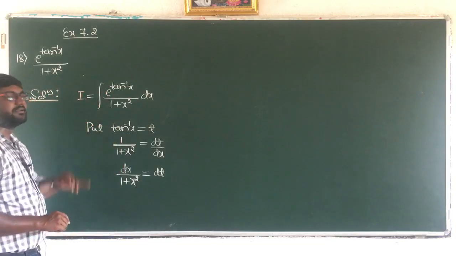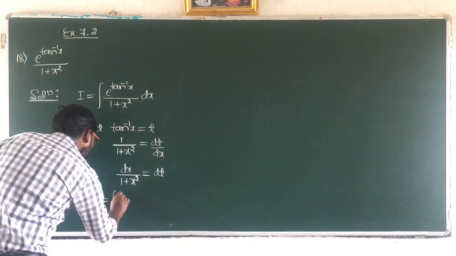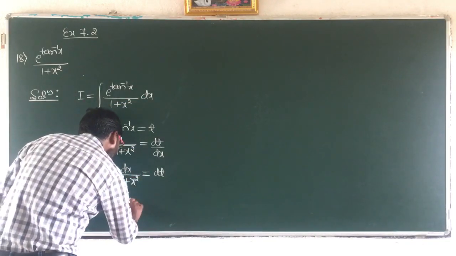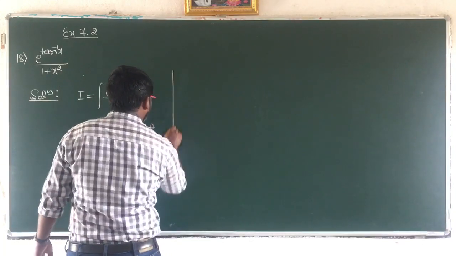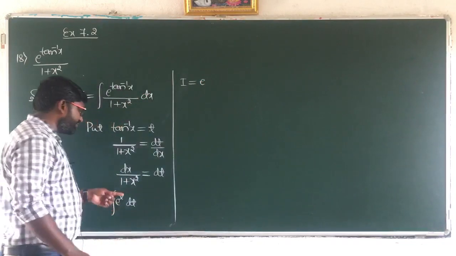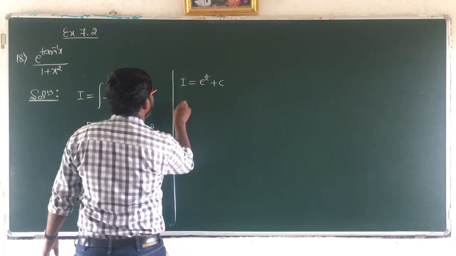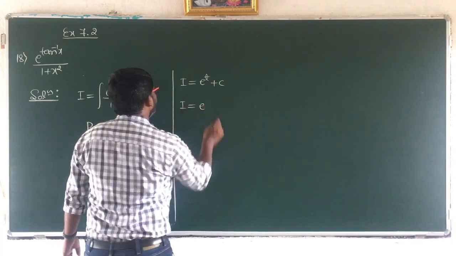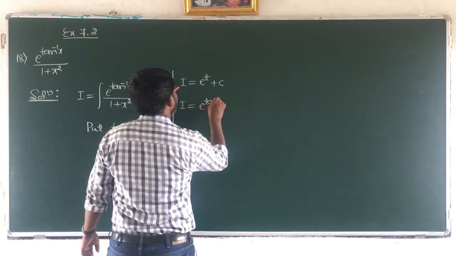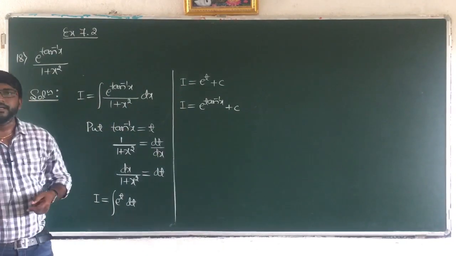We have to rewrite the integral. I is equal to the integral of e raised to t times dx by 1 plus x square, it is dt. So here I is equal to the integral of e raised to t, which will be e raised to t plus c. I is equal to e raised to tan inverse x plus c. So this is the final answer for the 18th one.